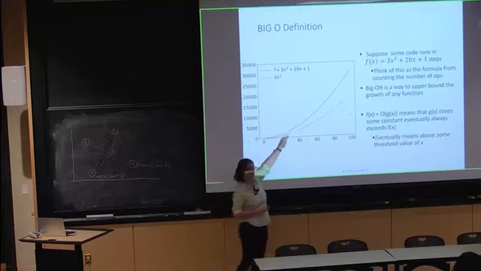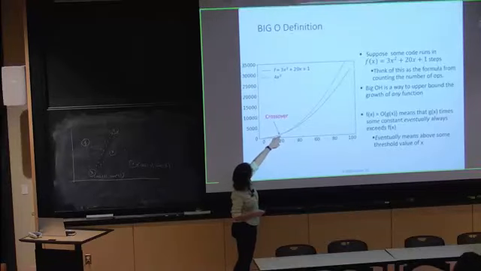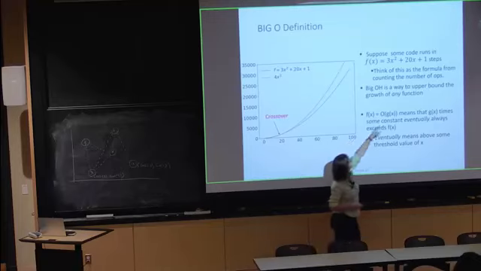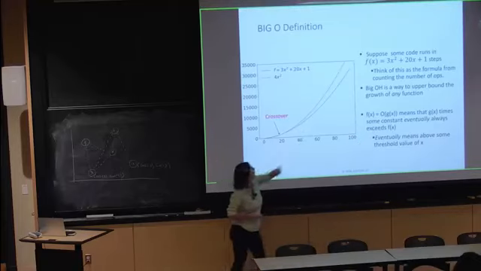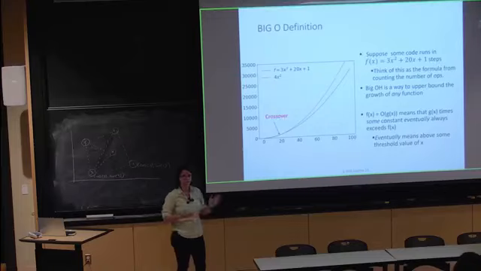2x, getting closer. 3x, getting closer. 4x is an upper bound on my f, because after this little crossover point here at about 20, my orange line, the g, will always be above my blue line, my f. Right? So far, so good? Just visually speaking.